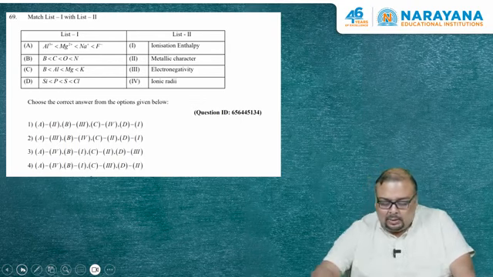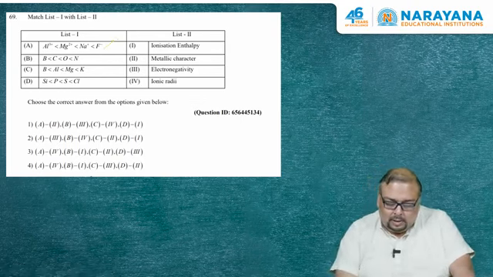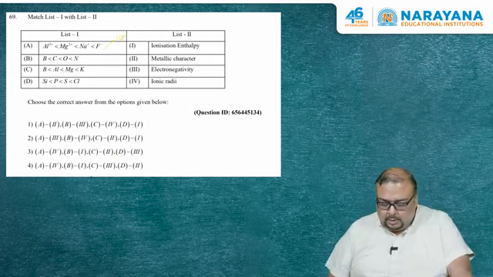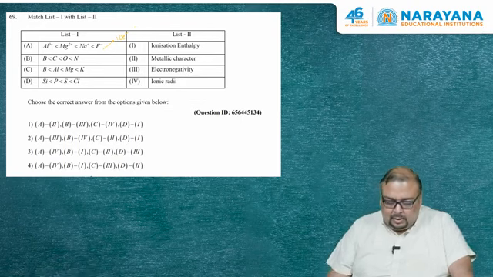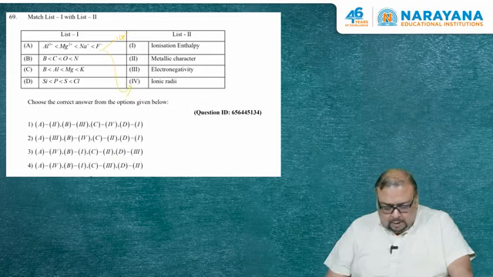Now all these are isoelectronic species with 10 electrons. Okay, so in case of Al, more is the positive charge, smaller will be the ionic radius. So A should be corresponding to 4.